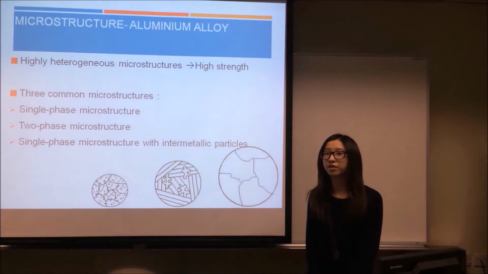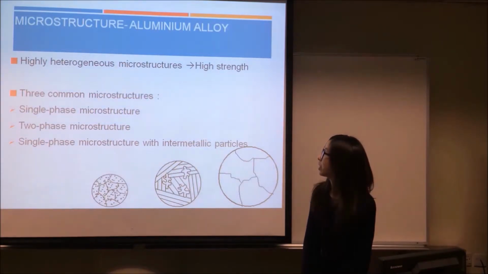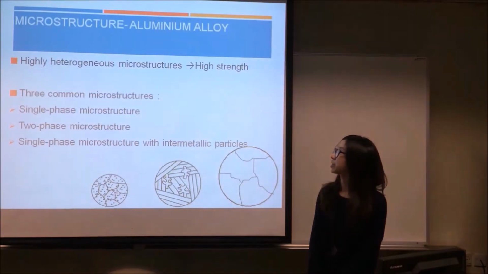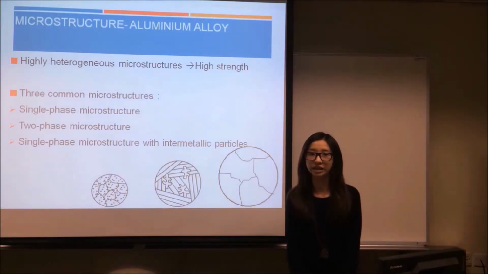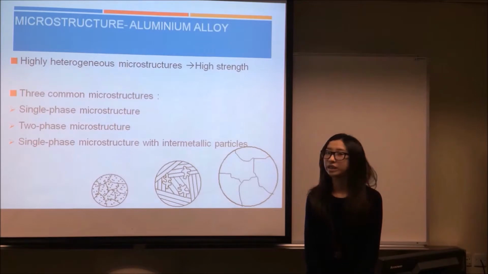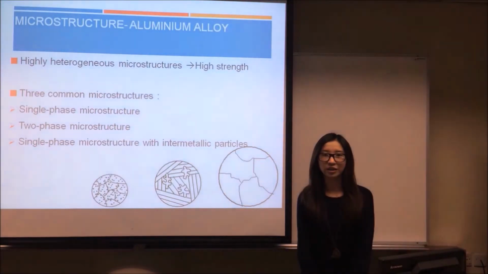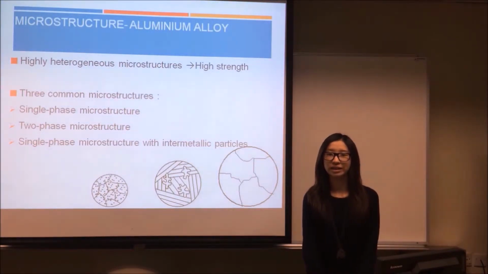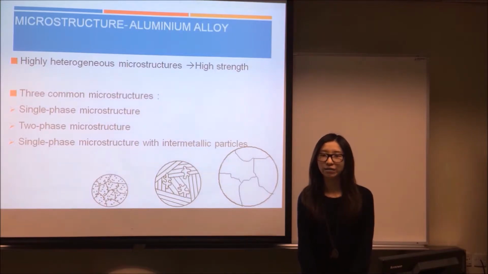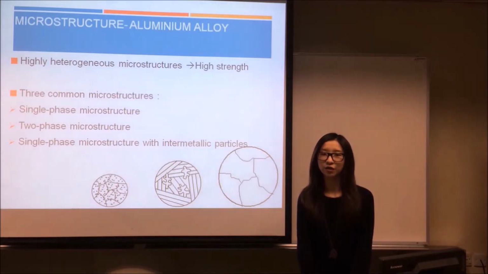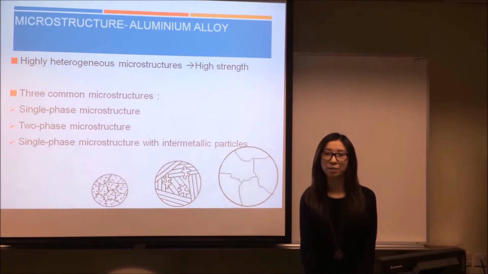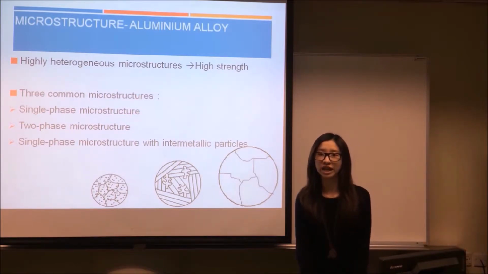Aluminium alloys in general have highly heterogeneous microstructures, which provide high strength properties. The most important cast aluminium alloy system is aluminium and silicon, where high levels of silicon, 4% to 13%, contribute to giving good casting characteristics. So the following micrographs are all based on aluminium-silicon alloys.